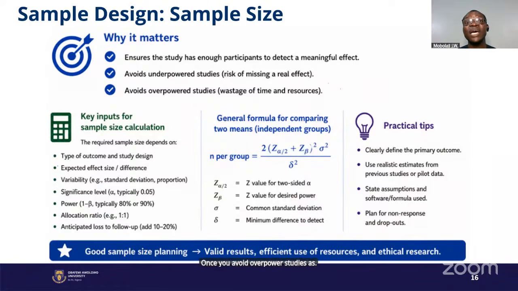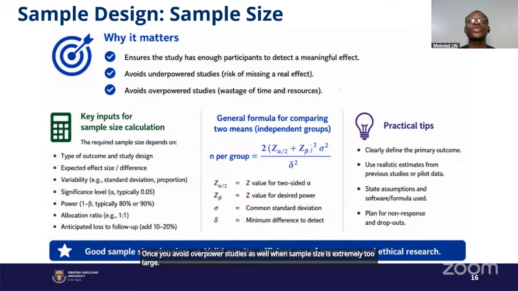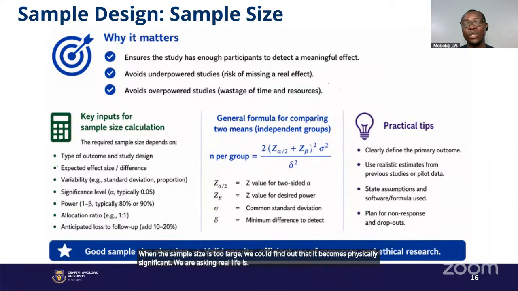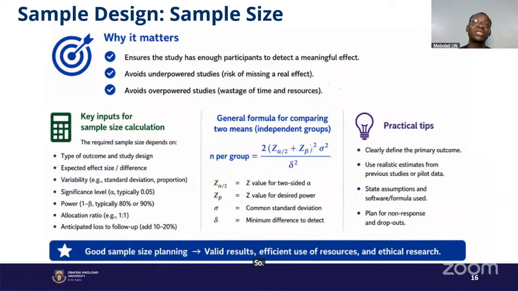When sample size is extremely large, it also makes what is not clinically significant, or what is not significant in real life, become significant, like a difference between 1 and 2. When the sample size is too large, we could find that it becomes statistically significant, whereas in real life it's not significant. So that's why it's important to have an appropriate sample size.